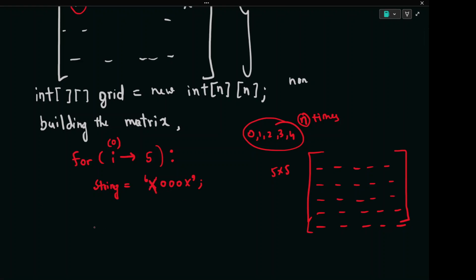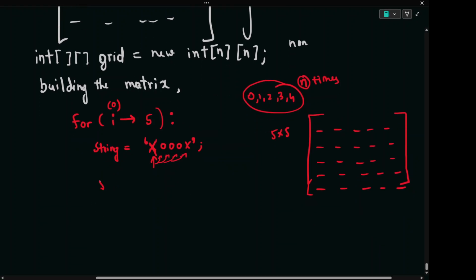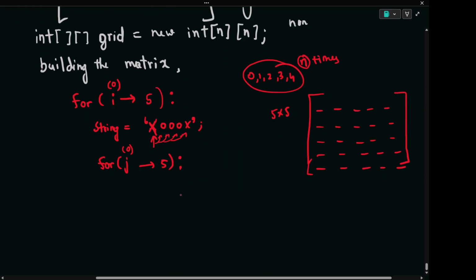Now, what we are going to do is iterate through that string. You understand? How would you do that? We'll run another for loop. This time j will run from 0 to 5, same as before, because there are n into n columns and rows, right? Now, at this grid of i and j, you are going to put the character, which will be nothing but the string's character at j.